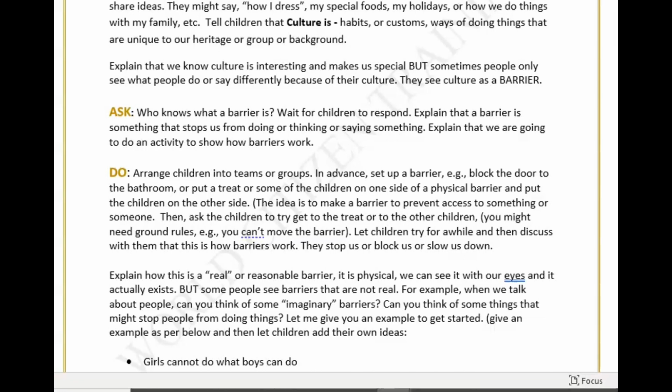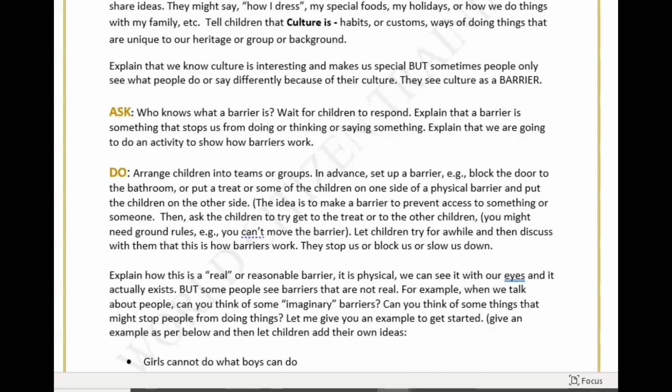Then we're going to ask the children to try to get the treat or get to the other children. So you can put all the children on one side of the barrier and maybe some candies or special pencils or stickers or something on the other side of the barrier. Or you can split them into groups and put one on each side of the barrier. And we're going to give some ground rules.